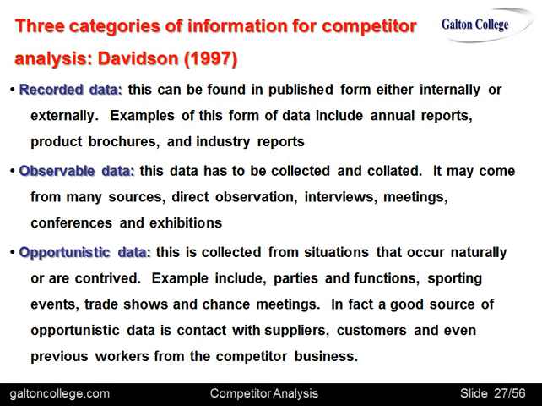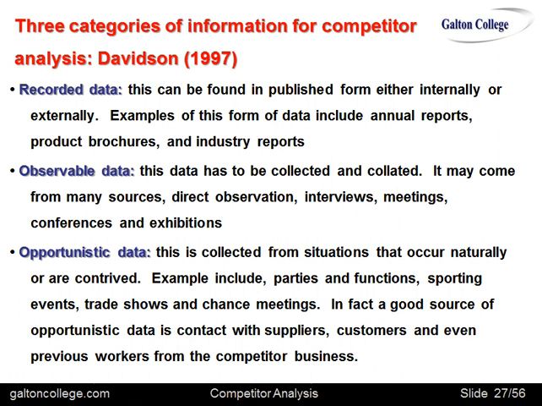And there's also opportunistic data. This is collected from situations that occur naturally or could be contrived. Examples could be parties and functions, meeting people at parties and functions and talking, sporting events or trade shows, or even chance meetings, just meeting somebody and having a chat, but thereby collecting information. In fact, a good source of opportunistic data is contact with suppliers, customers, and even previous workers from the competitor businesses.